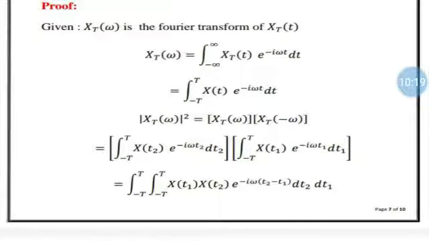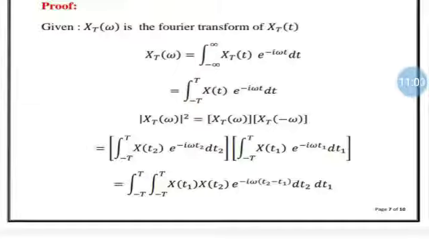Proof. Given that XT of omega is the Fourier transform of xT of t. Therefore, XT of omega equals integral minus infinity to infinity xT of t into e power minus i omega t into dt, by the definition. Substitute the function x of t and the limits, which gives integral minus T to T x of t into e power minus i omega t into dt. We know that modulus of XT of omega the whole square equals XT of omega into XT of minus omega.